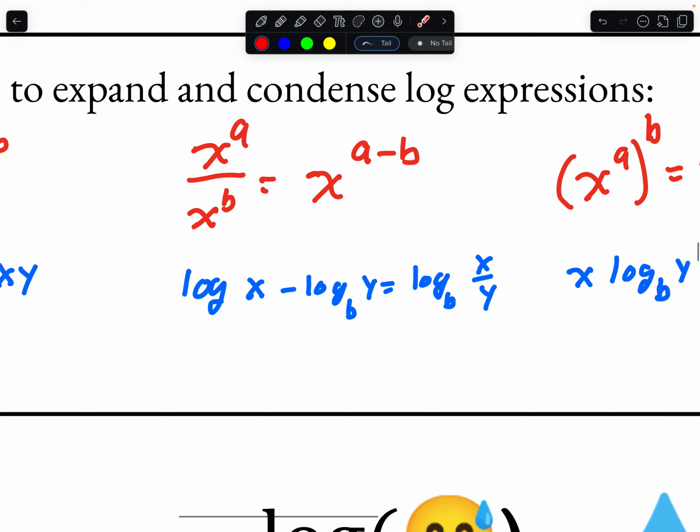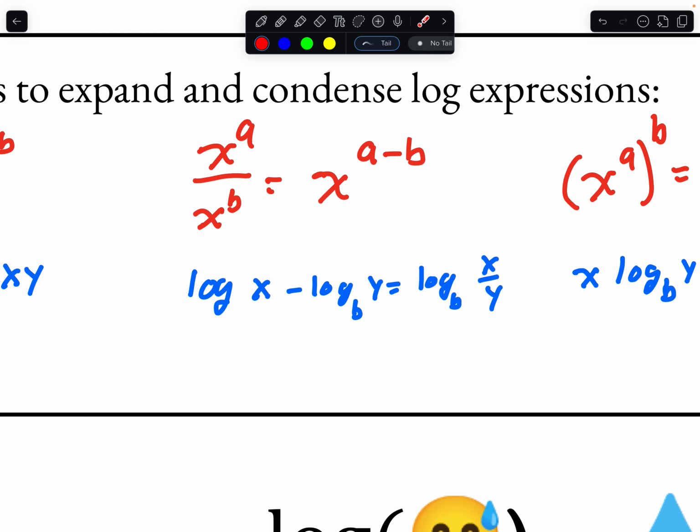Right? So now if I slide over here, and you notice that I have x to the a divided by x to the b, what do we do? We subtract the powers. So very similar here, okay, if the logs are the same, so log base b of x minus log base b of y is the same as log base b of x divided by y. So we can divide that and combine it under one logarithm, okay?